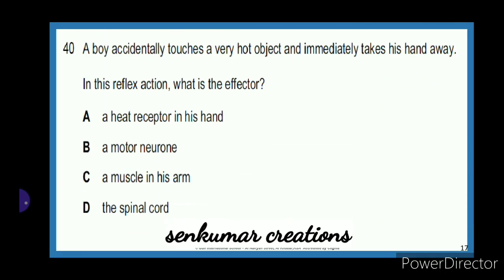A boy accidentally touches a very hot object and immediately takes his hand away. In this reflex action, what is the effector? A heat receptor in his hand, no. A motor neuron, no. A muscle in his arm. Generally, effector means only two parts: muscles and glands. So here muscle is given, so we can give the answer: a muscle in his arm.